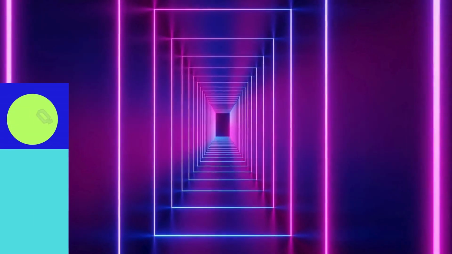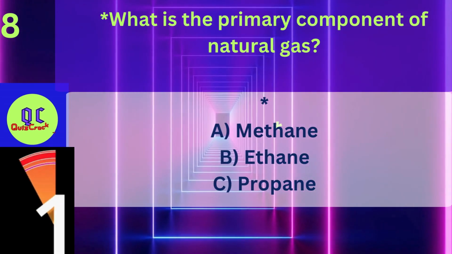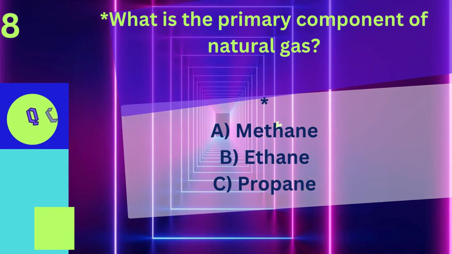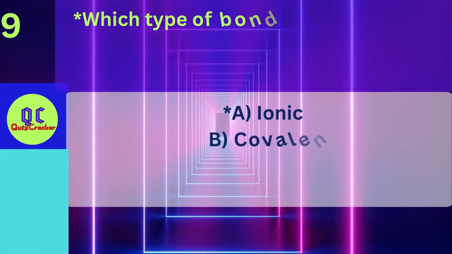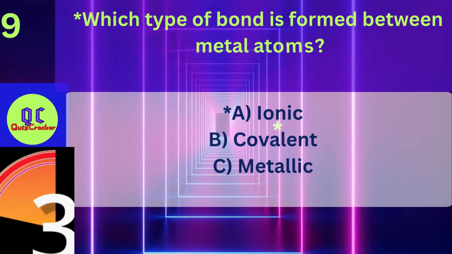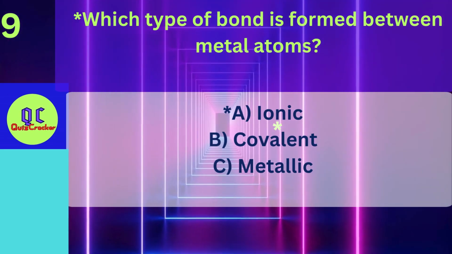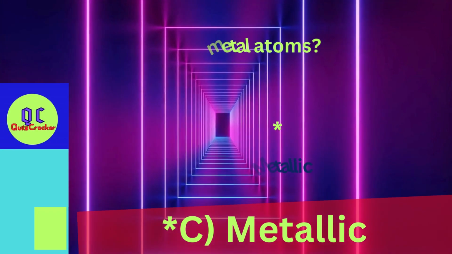What is the primary component of natural gas? A. Methane. B. Ethane. C. Propane. Correct answer, A. Methane. Which type of bond is formed between metal atoms? A. Ionic. B. Covalent. C. Metallic. Correct answer, C. Metallic.